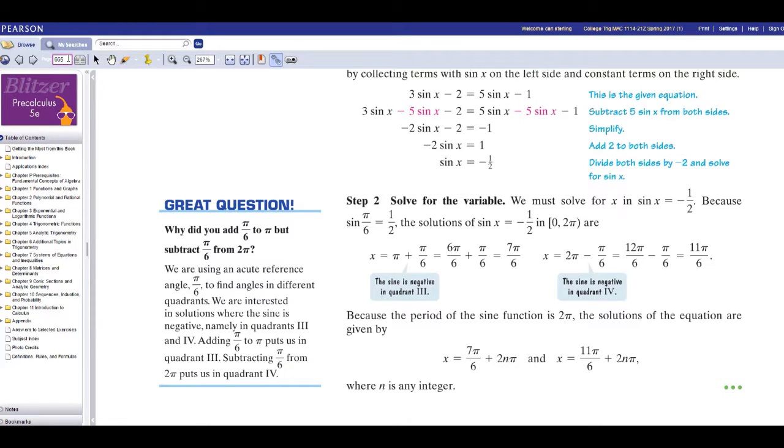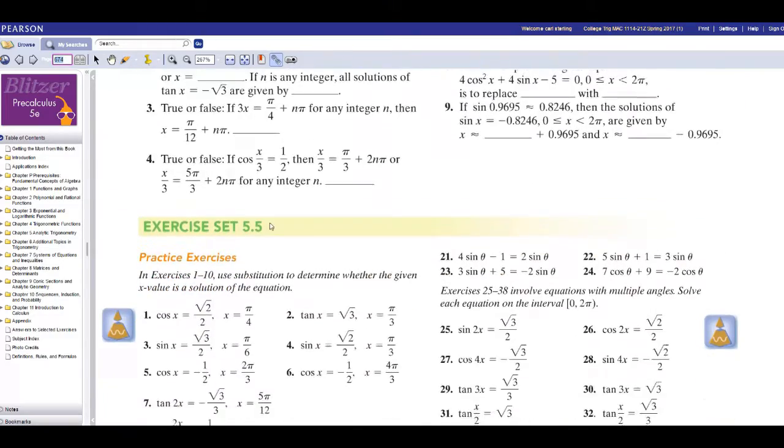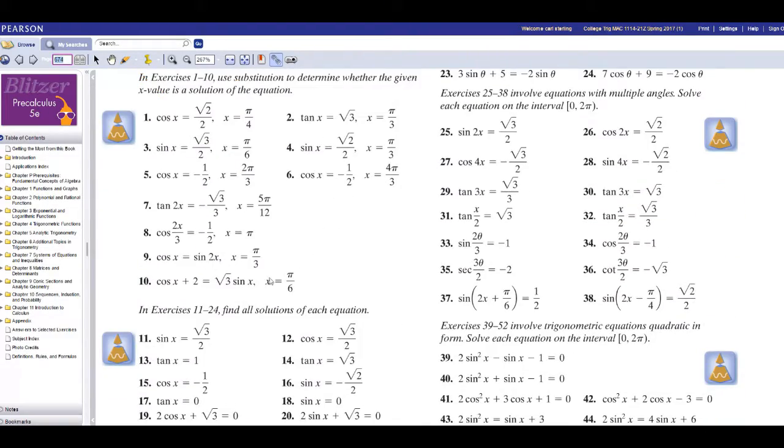They don't have one here in the regular text, so we're going to jump back to the questions area. Page 674, that was the right one. One of the beginning sections here. Let's see. Finding all solutions of each equation. So let's give a couple of these a go.